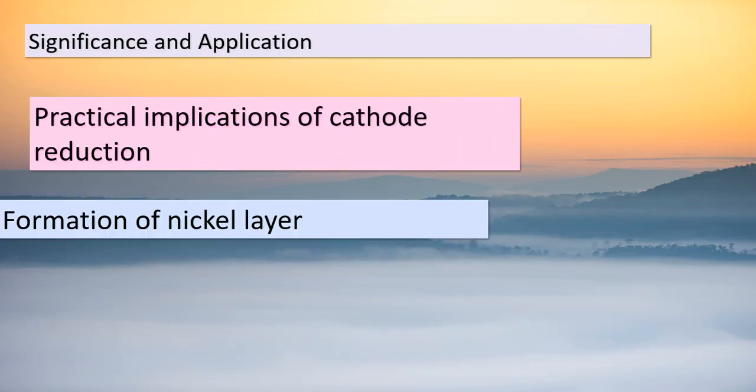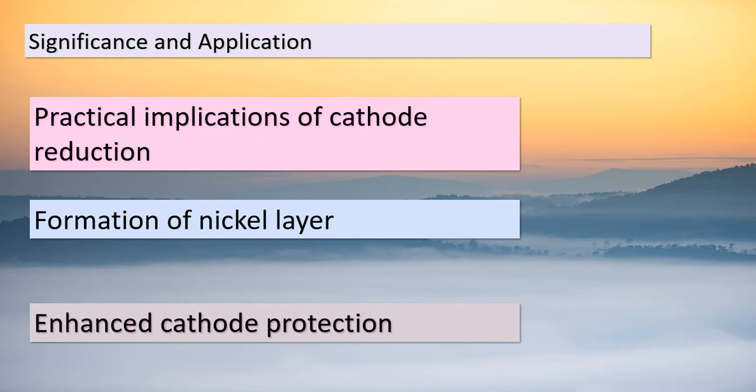Ahoy, brilliant learners! As we wrap our minds around the cathode reduction process, it's time to grasp its real-world significance. The deposition of a nickel metal layer is no mere coincidence, it holds practical value. This layer serves as armor, providing enhanced protection to the cathode. Imagine the possibilities for various applications that rely on this enhanced durability.